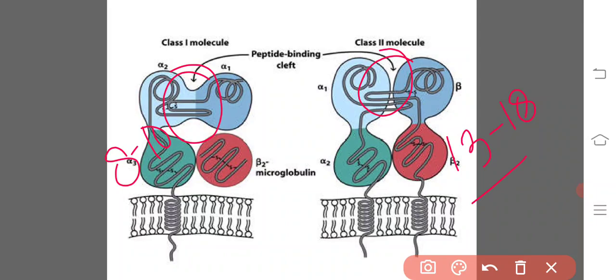Another difference is that class 1 binding requires that the peptide contain specific amino acid residues near the amino and carboxyl termini. There is no such requirement for class 2 peptide binding.